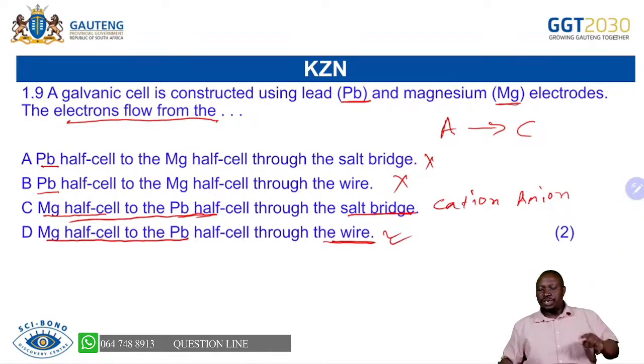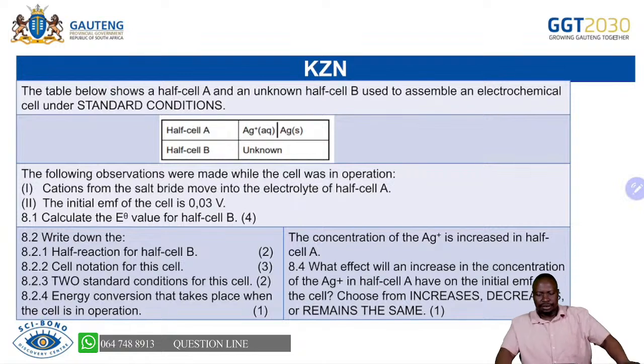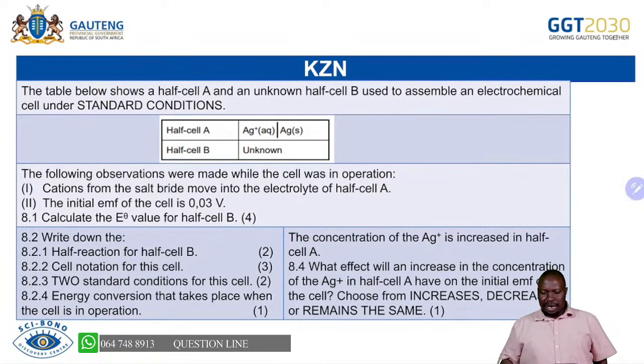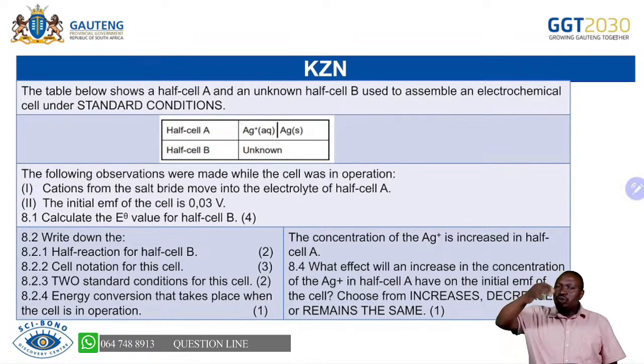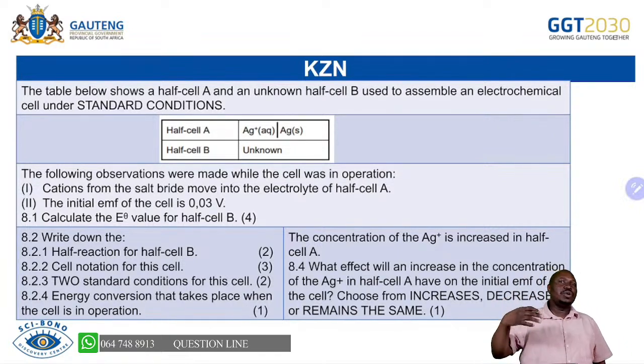I hope that question will help you and further increase your understanding of this topic. Now let's go to structured questions. They are saying the table below shows a half cell A and an unknown cell B. The importance of this activity is that we want to show different ways you will be asked the question, so that no matter how the question is asked, you can answer it.